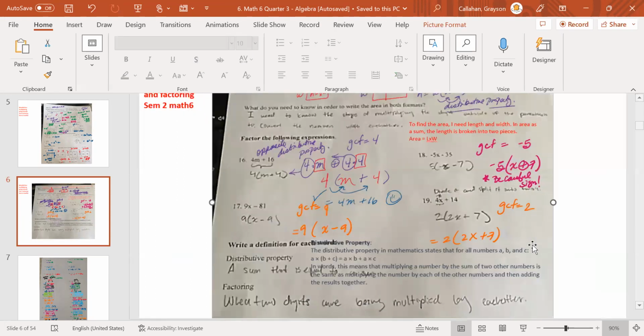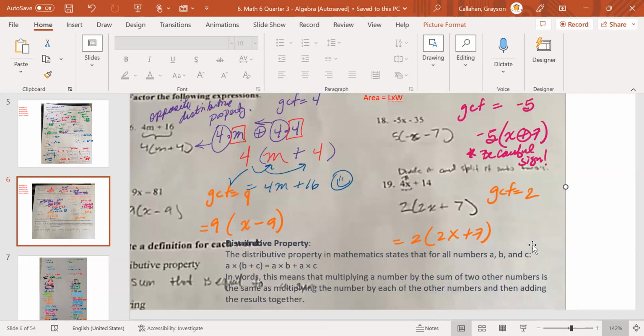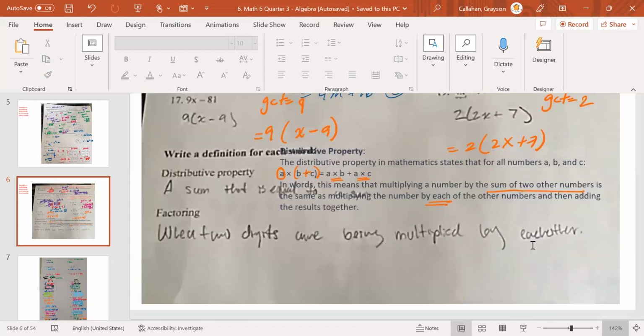So it basically said that the distributive property in mathematics states that for all numbers a, b, and c, a times parenthesis b plus c close parenthesis equals a times b plus a times c, right? So in words, this means that multiplying a number, that number is a, by the sum of two other numbers is the same as multiplying the number by each of the other numbers and adding the results together. Do you see that? Okay, so reword that, all right?